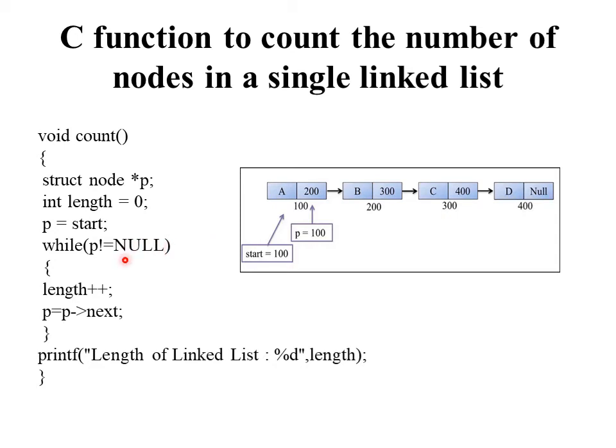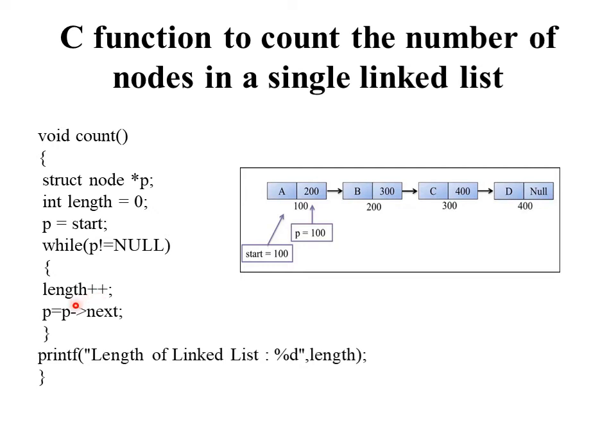Now again we check P is not equal to null, means 300 is not equal to null. So here again length is incremented by 1, means length is now 3. Again P is moved to the next node, that is the last node, and now P is 400. Again we check 400 is not equal to null. This condition is true and length is incremented by 1. So now length is 4.